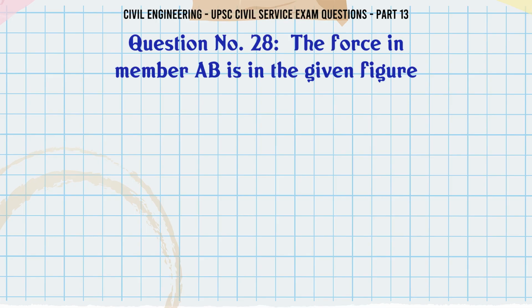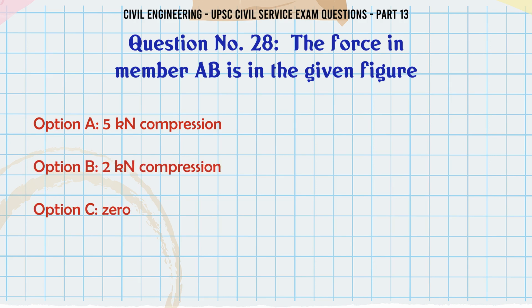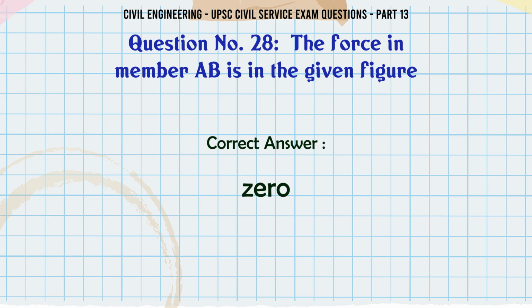The force in member AB in the given figure is A. 5 kN compression, B. 2 kN compression, C. 0, D. 7 kN compression. The correct answer is 0.